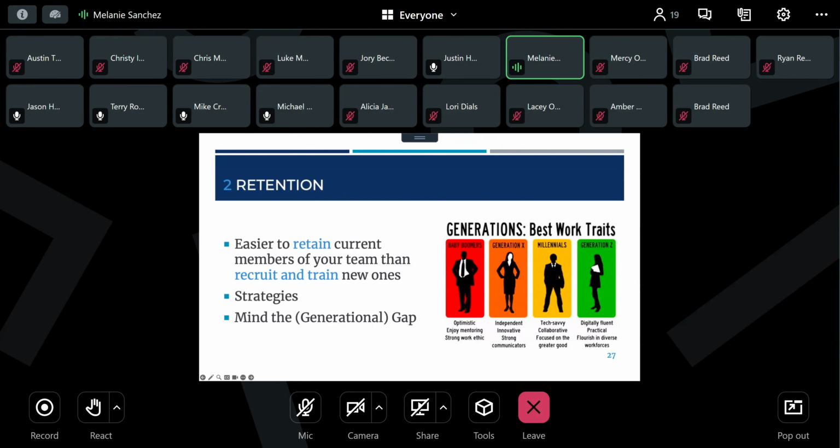Recognition and rewards. So tailoring your recognition and rewards programs to acknowledge achievements in ways that resonate with each generation, whether it's public recognition for a millennial or private appreciation for Gen X.